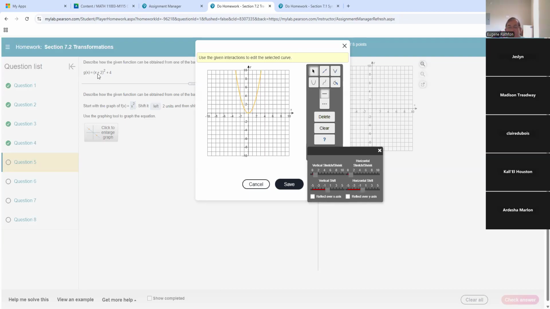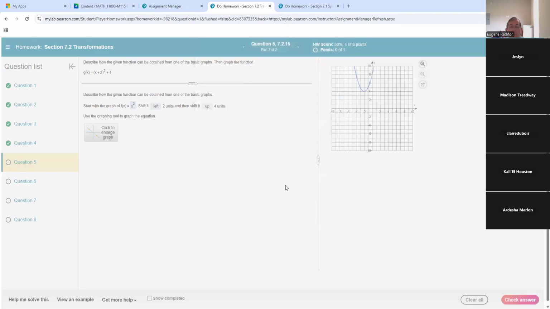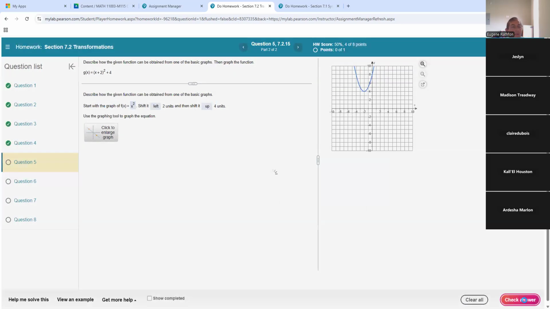So we went left 2 units. So horizontal, go left to negative 2. Then we went up 4 units. So take that vertical and go to positive 4. All right, so after doing that, look, my graph went left and up. So now I save that and check my answer.